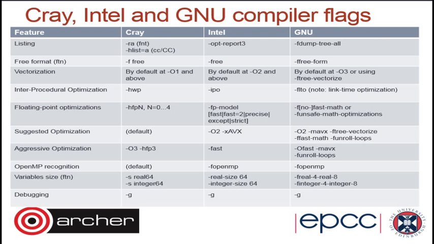Vectorization, we're going to talk about in a moment. Interprocedural optimization, that's if you've got lots of small functions or lots of medium-sized functions that you're calling many, many times. Remember what I said about this can be expensive, the compiler can focus on optimizing that. Floating point optimizations, turning off error checking, turning off this compliance. What we would suggest is default optimizations and then aggressive versions of these. And then the final line is for debugging.